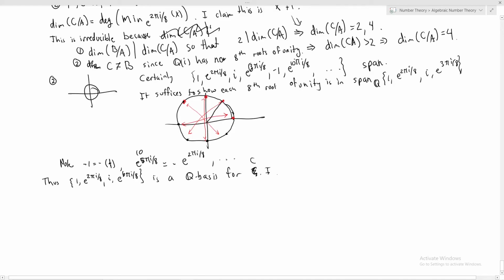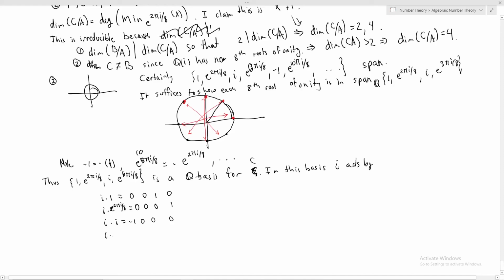Should just be the letter C, not bold. In this basis, i times 1 is just 0, 0, 1, 0. I times e to the 2 pi i over 8, in our picture, rotates this guy by 90 degrees. So this is going to be 0, 0, 0, 1. I times i, that's negative 1. So this is going to be negative 1, 0, 0, 0.